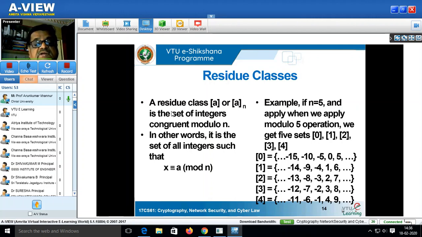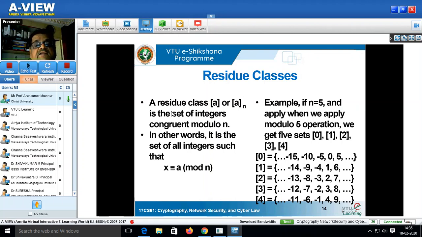Now if we consider the value of n as 5, then in the residue set we are going to have the values from 0 to 4. So there is one class 0, another class 1, another class 2, 3, 4.